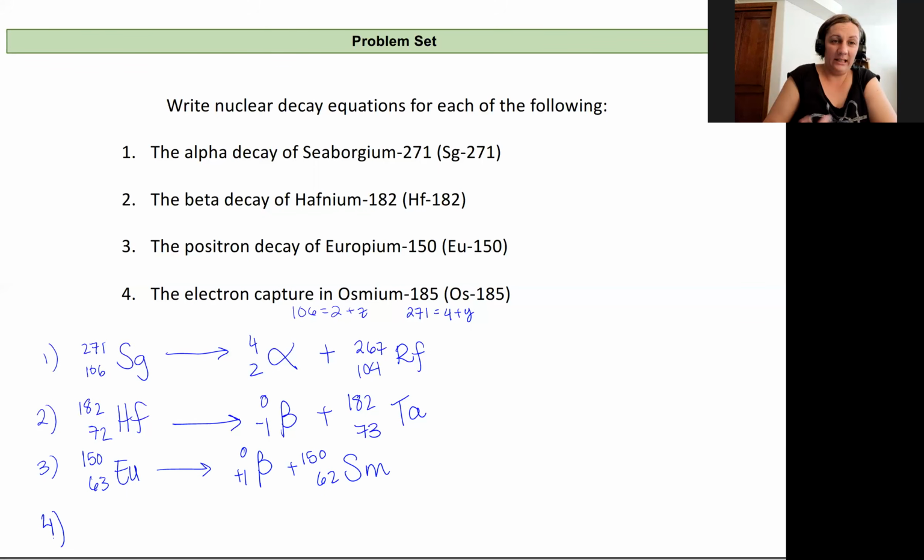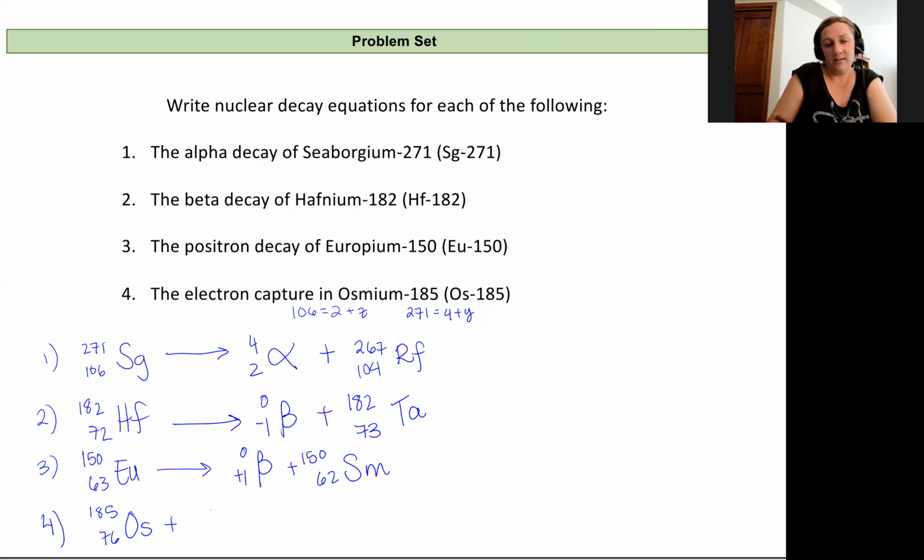Lastly, let's do an electron capture. So this kind of breaks our pattern. We're going to actually add something to the reactant side rather than have it be the product side. So it's not really a decay in a sense. So I'm starting with osmium 185. And osmium's atomic number is 76. And we're going to add to that an electron.